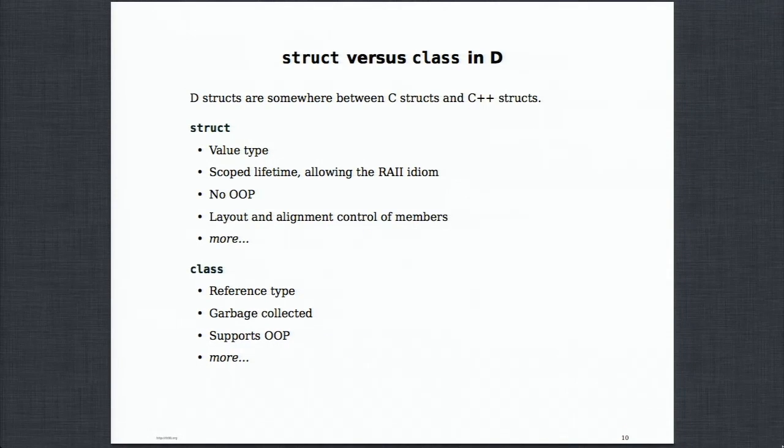Value types have scoped lifetime by default, and you can do the RAII idiom using structs. They give you layout and alignment control of the members. So, as Manu will talk about today, if you're facing a C library, you can have the exact C ABI struct on the D side. You can represent a C struct exactly, bit by bit, on the D side by structs. Classes are not like that. They're reference types. Their lifetime is garbage collected, and some objects may live infinitely throughout your program. They support OOP, and there are more differences, but these are the most important ones.